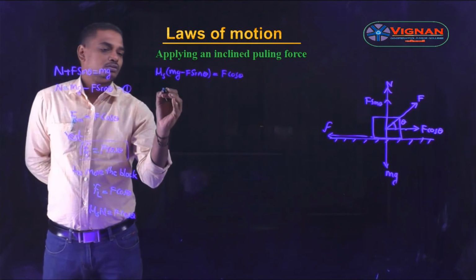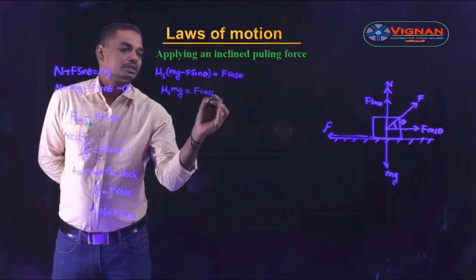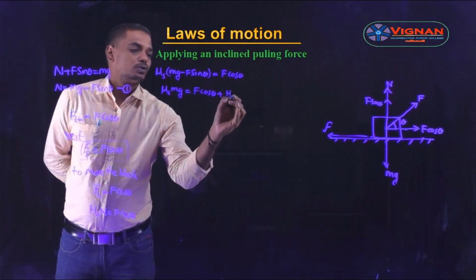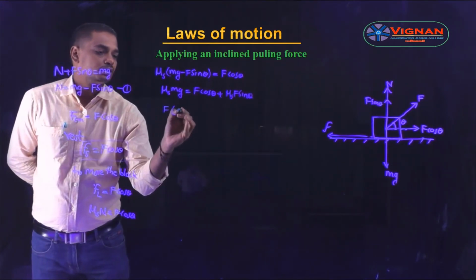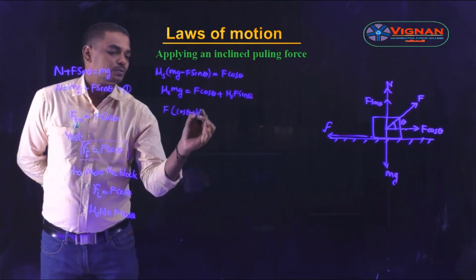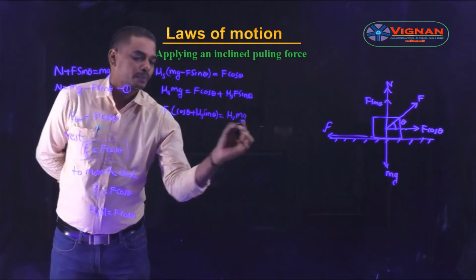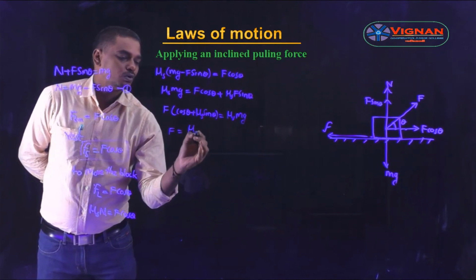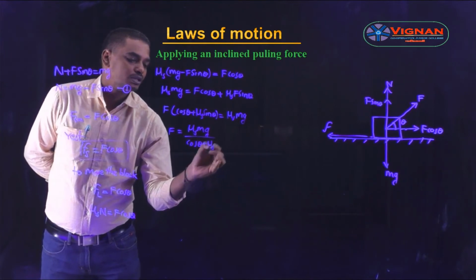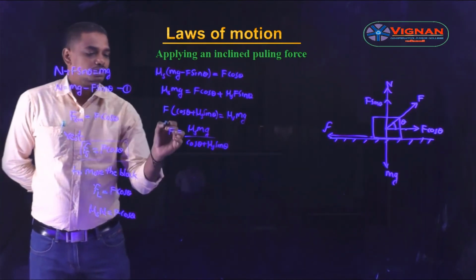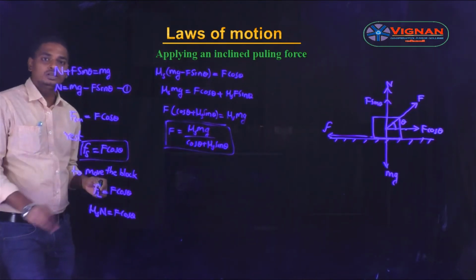Expanding this equation, mu s mg is equal to F cos theta plus mu s F sin theta, from which F can be taken common. F into (cos theta plus mu s sin theta) is equal to mu s mg, or F is equal to mu s mg divided by (cos theta plus mu s sin theta), which is the force required to pull the body.